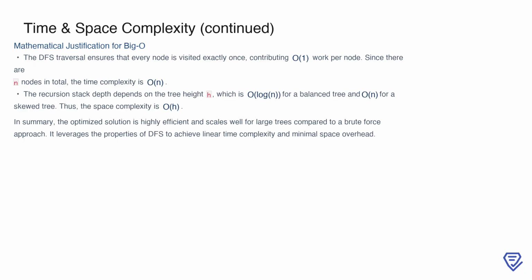For a balanced tree, h is approximately log n, resulting in O(log n) space complexity. For a skewed tree, h is equal to n, leading to O(n) space complexity. This optimized solution is both time-efficient and space-efficient, leveraging the properties of DFS to handle even large trees effectively while maintaining linear time and minimal additional space requirements.